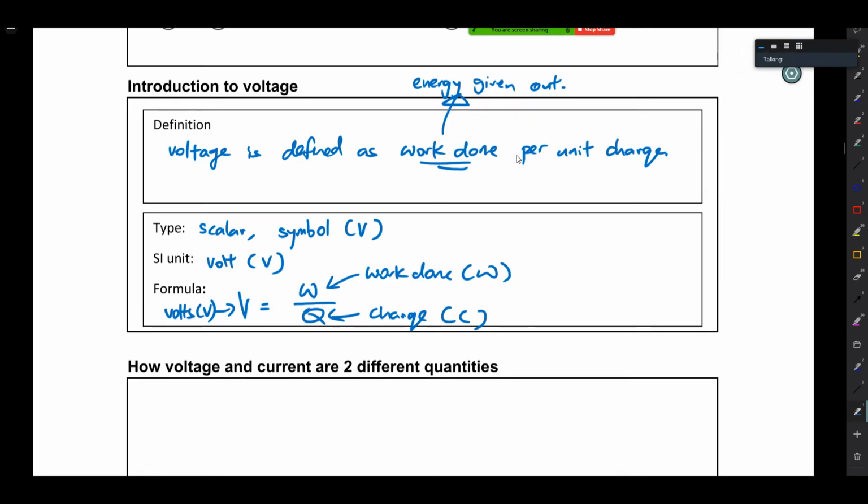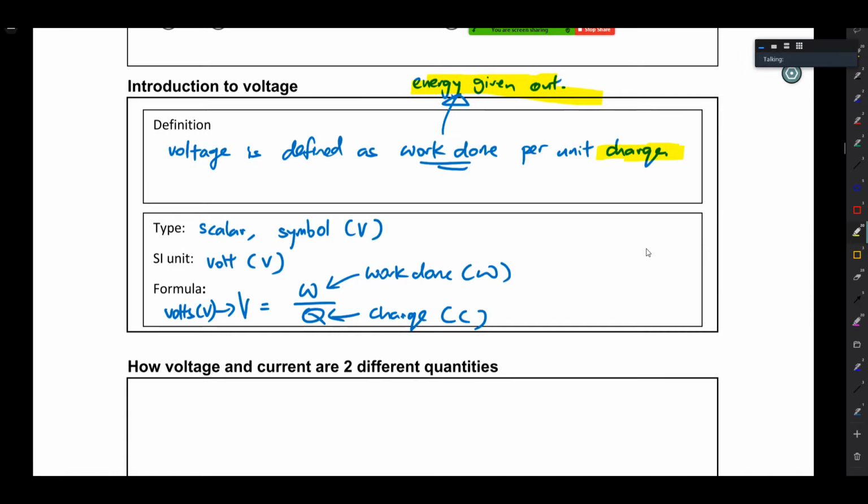If that's the idea of work done, then voltage is just talking about how much energy is being given out by a singular charge. That means if 1 coulomb of charge had 10 joules of energy, and by the way, remember 1 coulomb is 1 billion electrons, so 1 billion electrons has 10 joules of energy. If we say the voltage is 10, it means that this amount of electrons is constantly giving out 10 joules of energy.